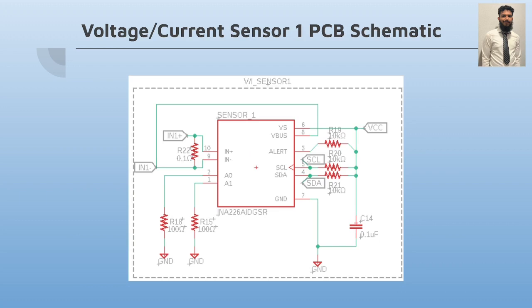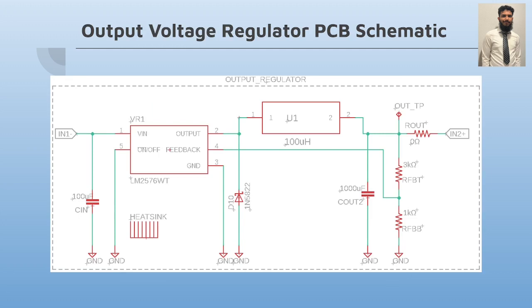Here's the first sensor, which is powered by the supply voltage regulator, and the power generated by the motor flows through this to the output voltage regulator. Here's our output voltage regulator, which takes the voltage from sensor 1 and regulates it down to 5 volts while attempting to maintain the same power. The current then goes from this regulator to sensor 2.